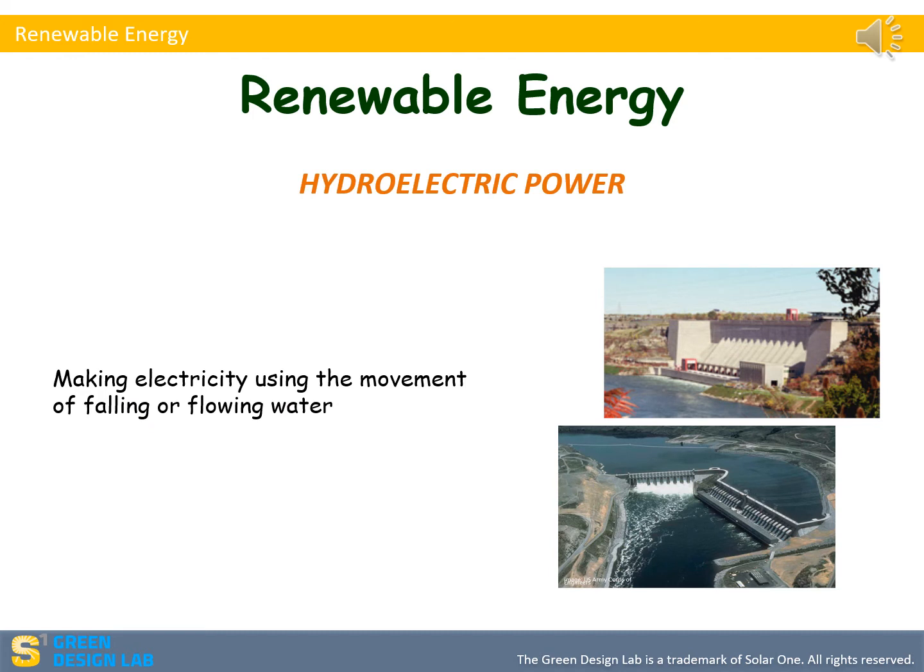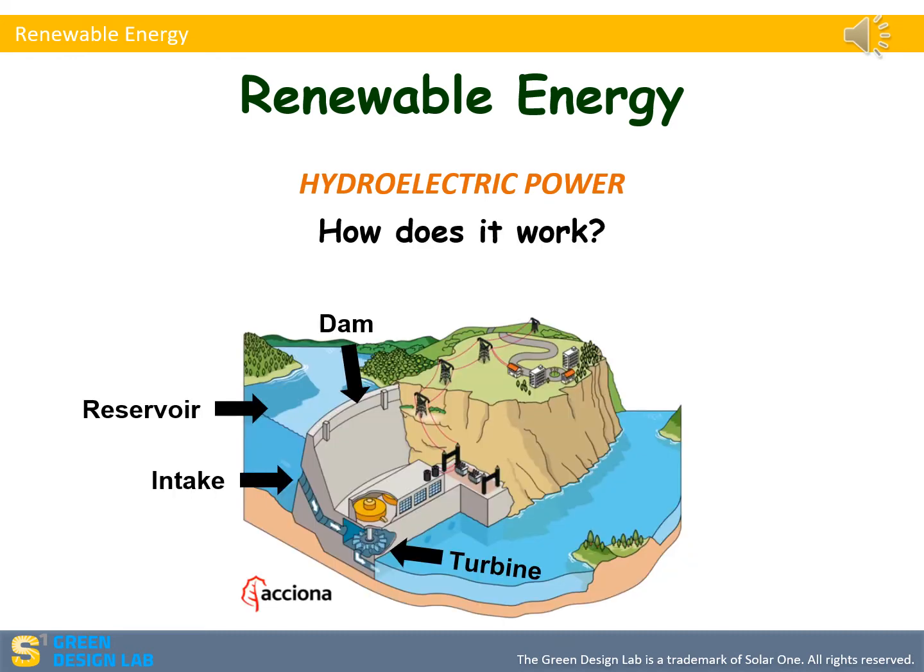Hydroelectric power is an example of a renewable source of energy. It is the most commonly used renewable energy in the world. It is the process of making electricity by using the movement of falling or flowing water. How does hydroelectric power work?